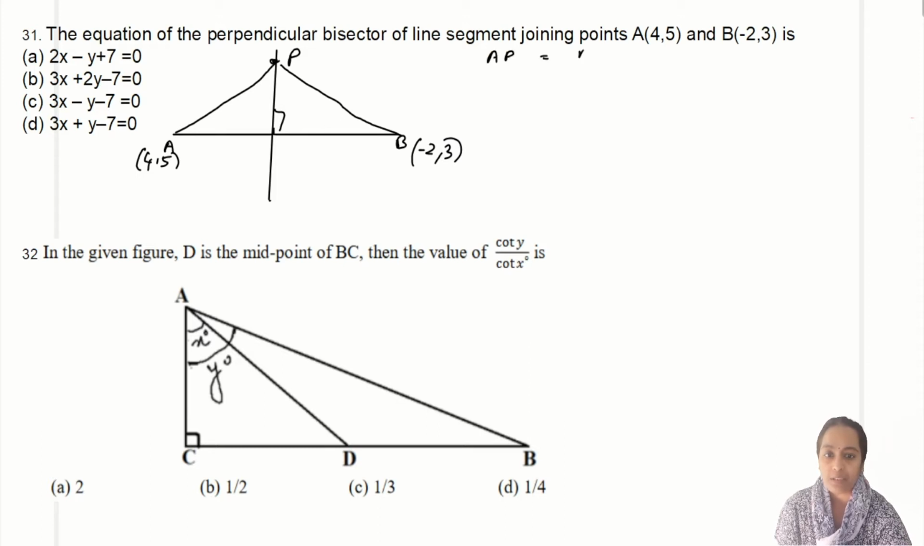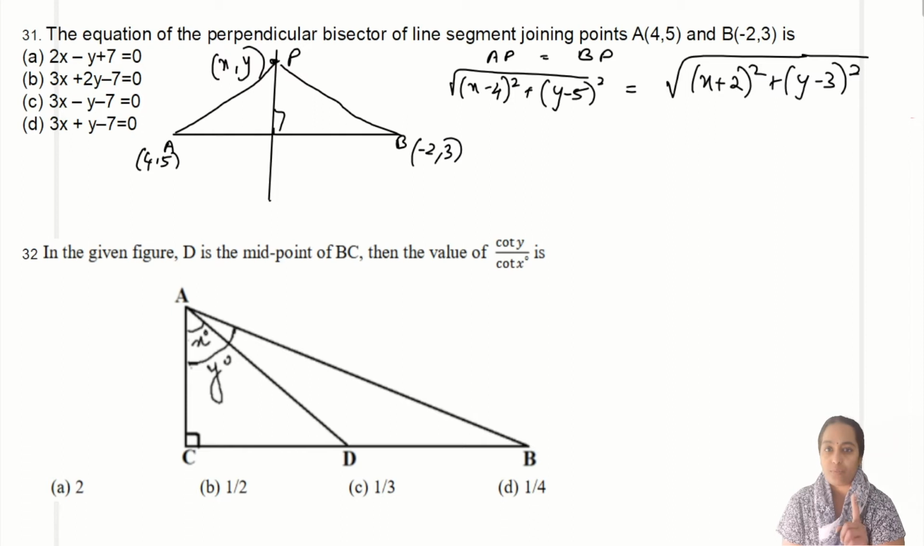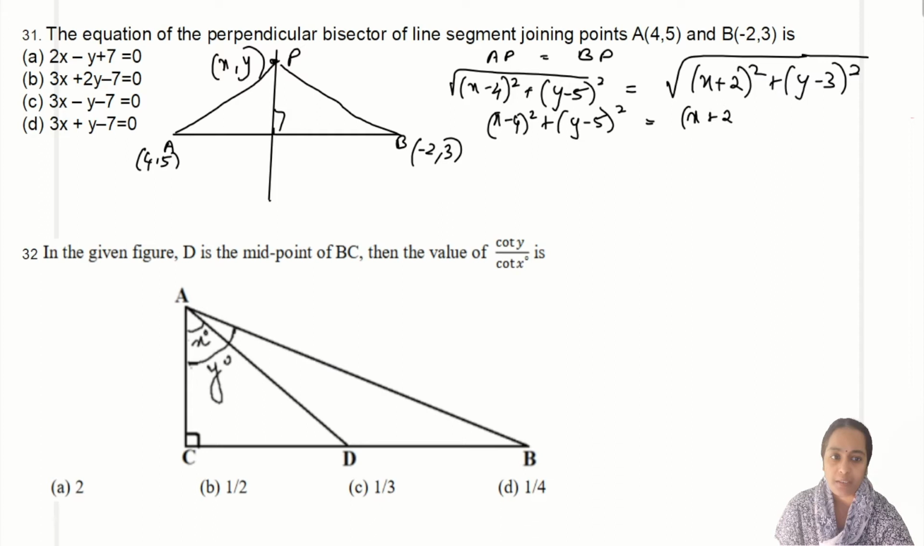So let me use the distance formula, children. Let the point P be x comma y. So square root of x minus 4 the whole square plus y minus 5 the whole square equals the distance BP, which is x minus of minus 2, going to be x plus 2 the whole square, plus y minus 3 the whole square. Now cancelling square root on either side of the equation, I will have x minus 4 the whole square plus y minus 5 the whole square equals x plus 2 the whole square plus y minus 3 the whole square. Now I can expand this using the identity.